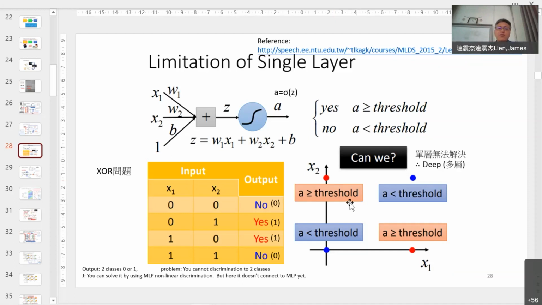For example, if our input is this one, it's an exclusive OR problem, and our output is 1 if the two inputs differ, and 0 if they are the same. Suppose we use a red dot for equal to 1, and 0 becomes a blue dot. With this distribution of two classes, how can we separate them in the x1, x2 dimensions?